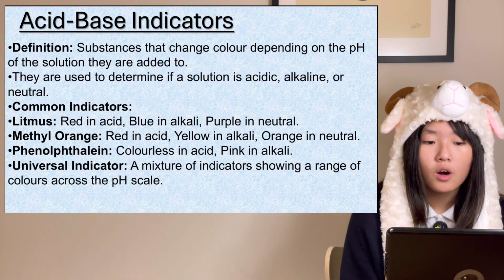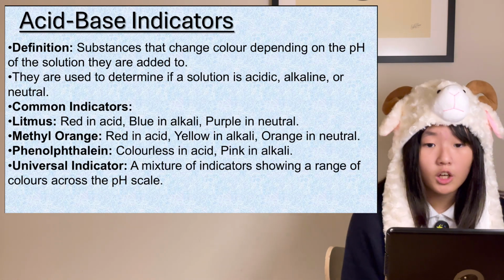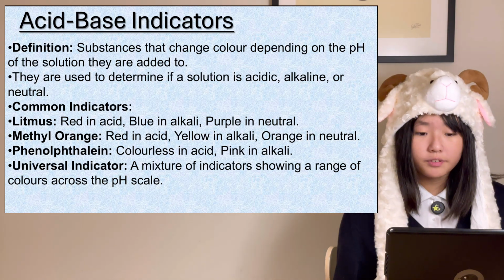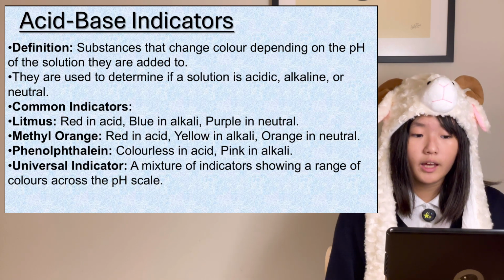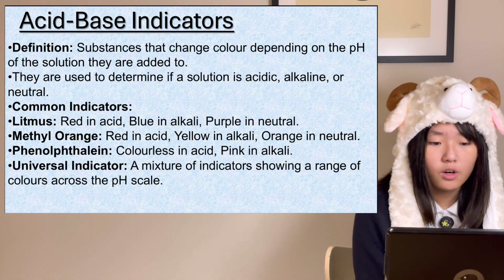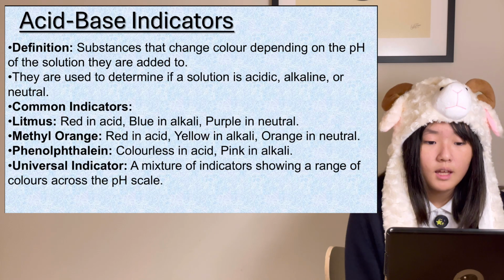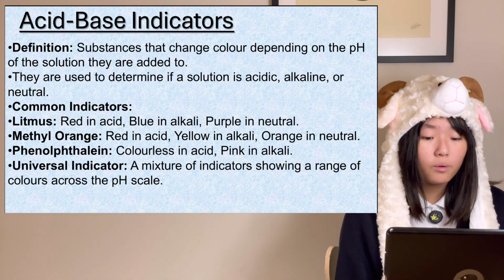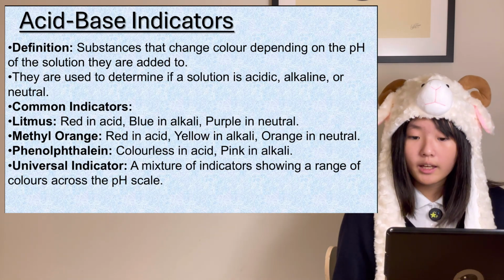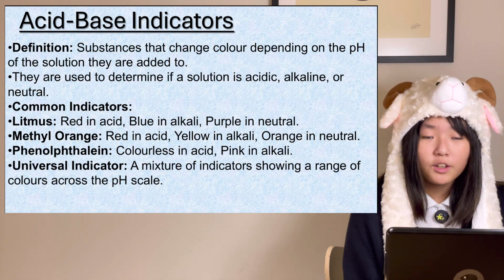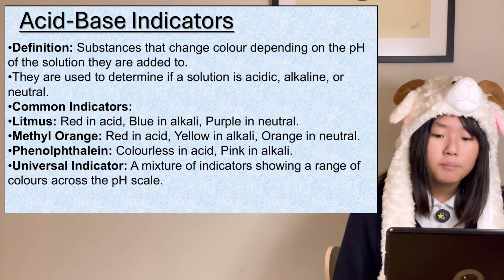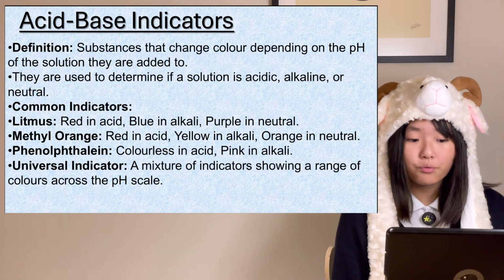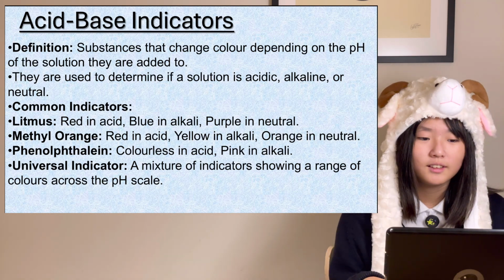Acid-base indicators are substances that change color depending on the pH of the solution that they are added to. They are often used to determine if a solution is acidic, alkaline, or neutral. Some common indicators are litmus. They are red in acid, blue in alkali, and purple in neutral. Or methyl orange. They are red in acid, yellow in alkali, and orange in neutral. Phenolphthalein. They are colorless in acid and pink in alkali. A universal indicator. It's a mixture of indicators showing a range of colors across the pH scale.